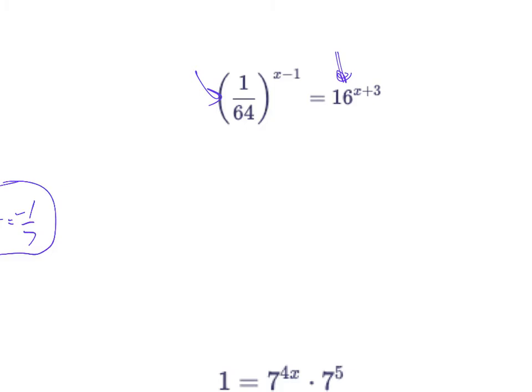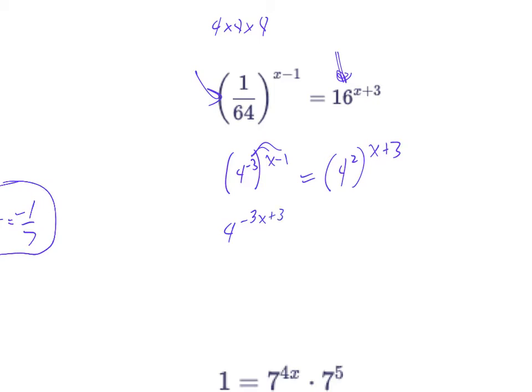What would replace 1/64th? Well, that would be 4 to the negative, because it's got to be in the denominator, and 4 times 4 is 16, times 4 is 64, so this is 4 to the negative third to the x minus 1. And then this side would be 4 squared to the x plus 3. Now, power to a power gives us 4 to the negative 3x, and now negative 3 times negative 1 is actually a positive 3, equals, and again, it's like distributing this power to a power. It's 2 times x plus 3, so that's 2x plus 6.